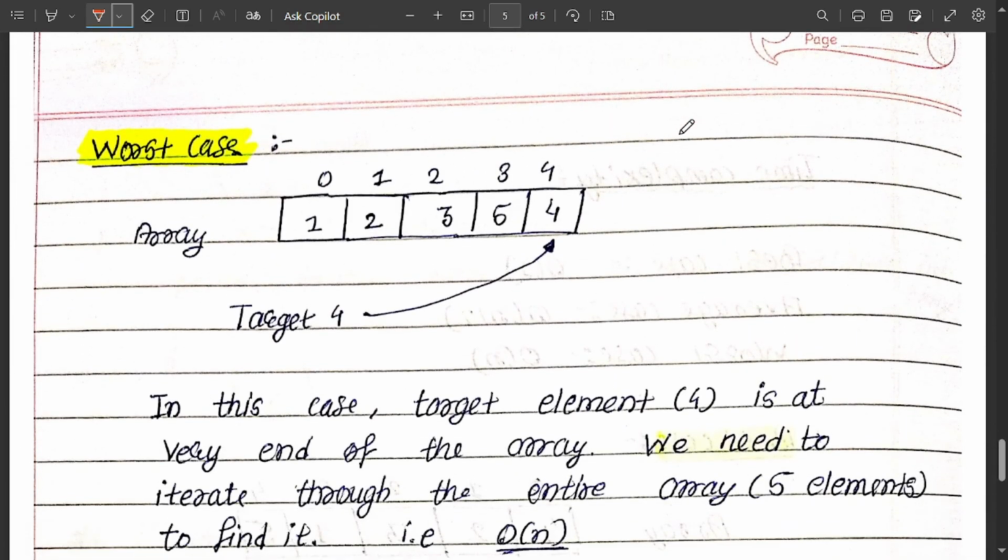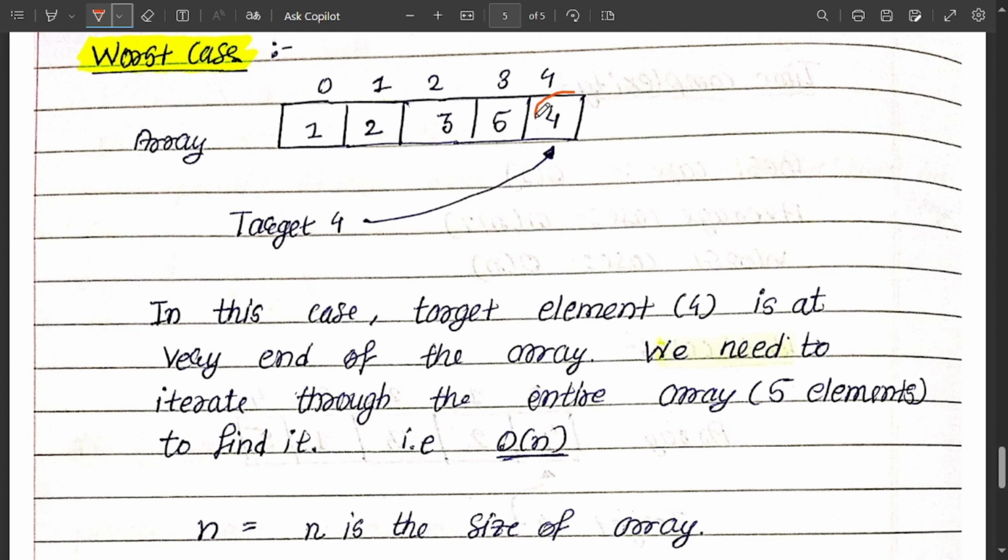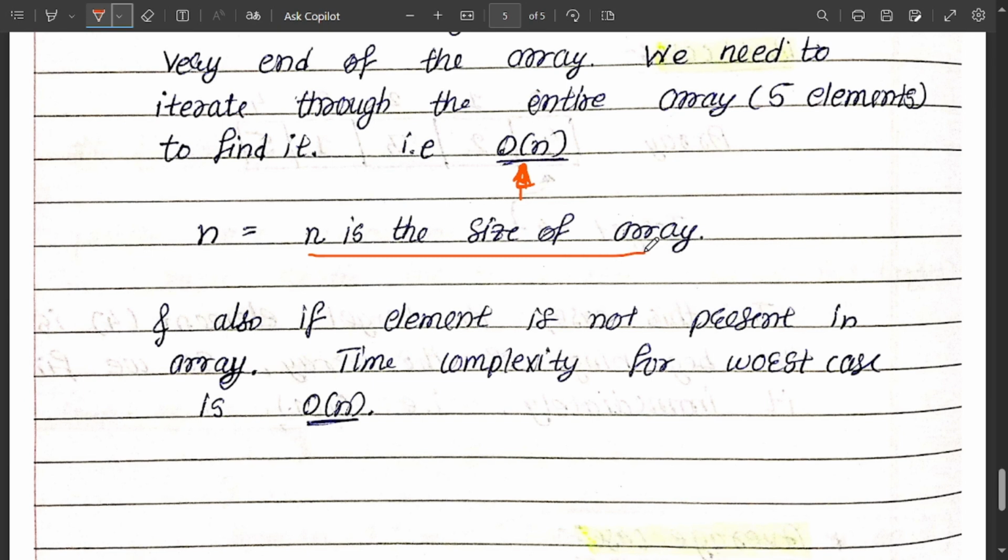Now worst case, what is happening in the worst case? The element which you are finding is present at the end of that particular array. So here you can see target is 4 and you got it at the end. So you have traversed all the array elements one by one and got it at the end, and it becomes O of n here. Okay, the time complexity for this worst case is going to be O of n. Now what if the array has 1000 elements or more? It will take a lot of time. You can see here n is the size of the array. Also, if the element is not present in the array, the time complexity for worst case is O of n.